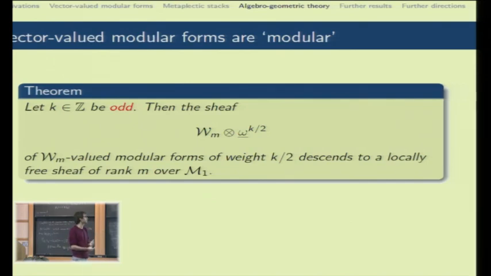So it's a locally free sheaf over M1. What I like to think about these metaplectic stacks is that they are entirely auxiliary to the definition. But once you've done the construction, you can just work over M1, which is very nice.